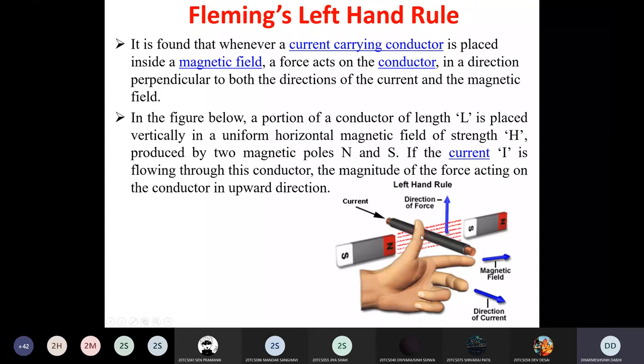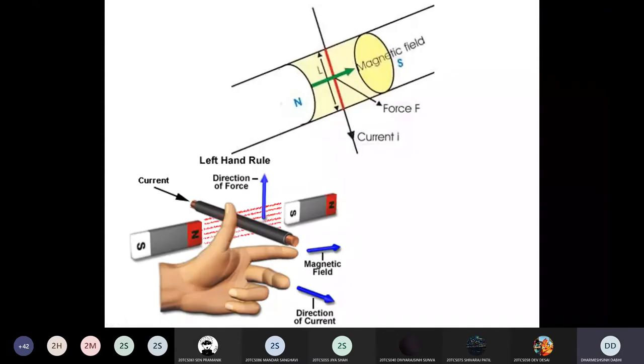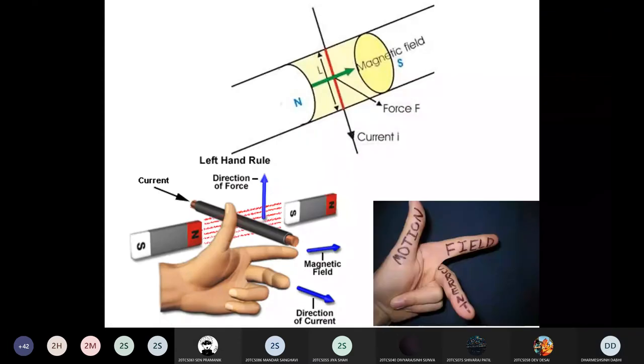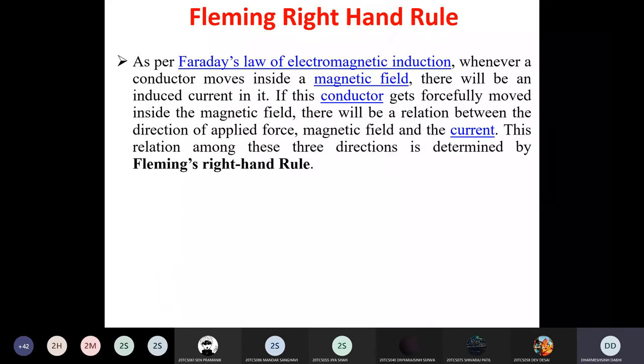So that is applicable here in the motor, Fleming's left hand rule. You can see it graphically here. In the same way, Fleming's right hand rule. So what is the definition of the right hand rule?